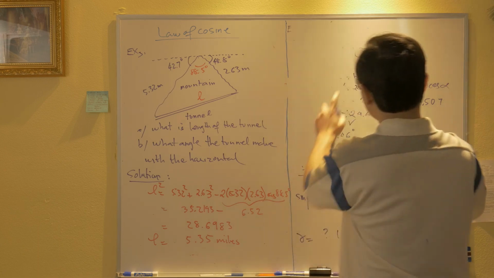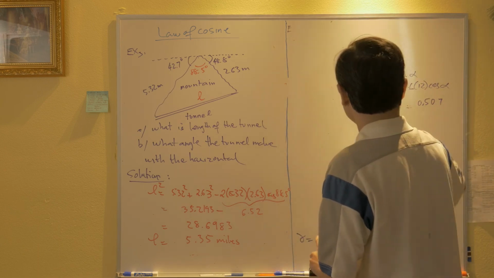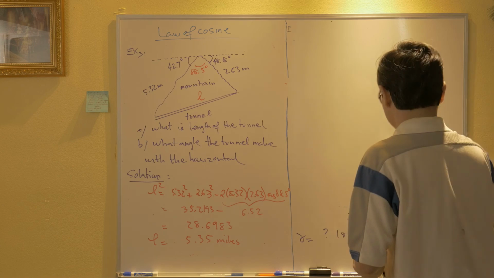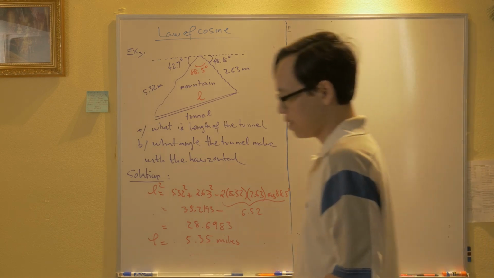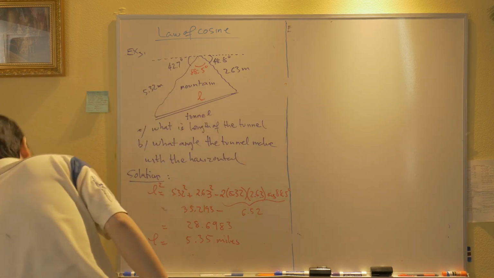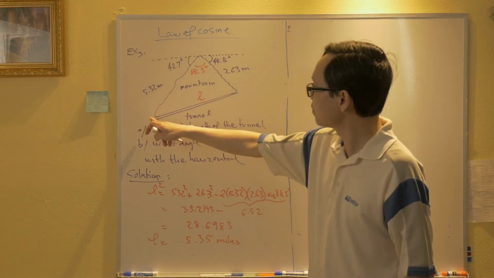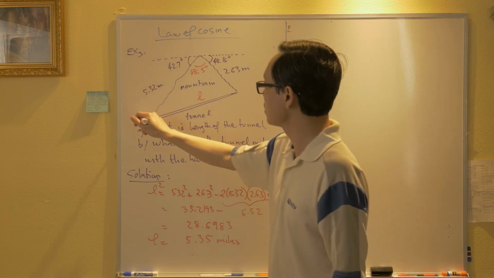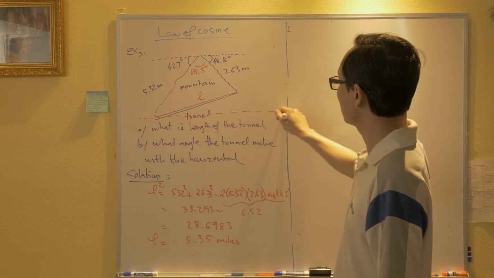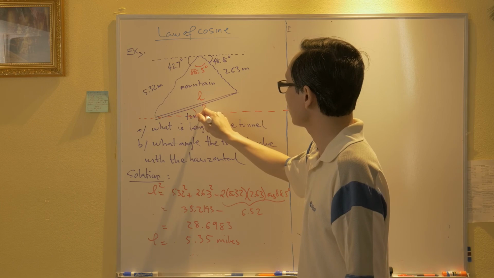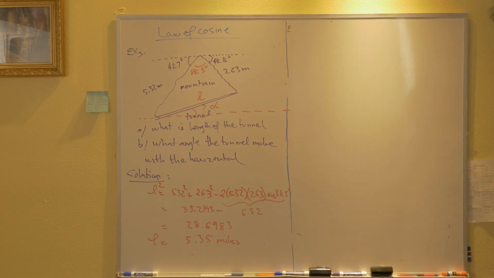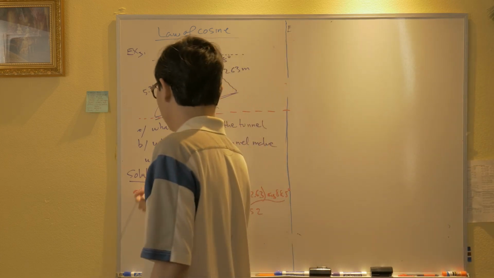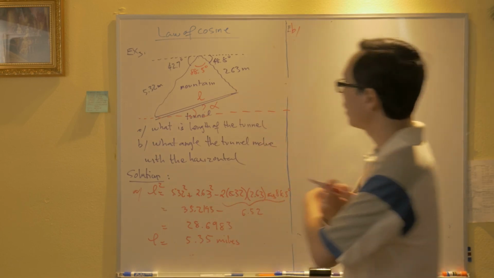Now I want to find the angle created by the tunnel and the horizontal line. So this is the tunnel, and the horizontal line is this. This is what I asked you: this angle right here, I call the angle alpha. Very easy.